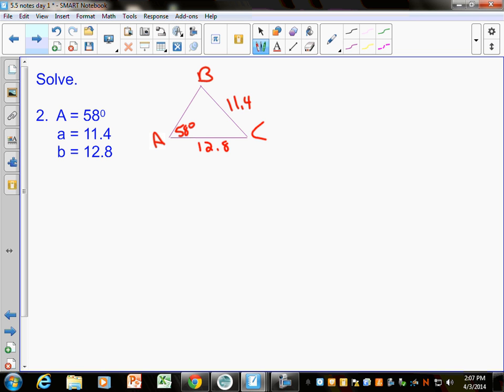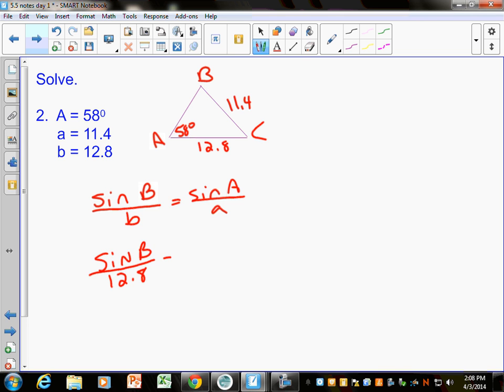Angle B, because you have to set up and use the sine of A over A and the sine of B over B. And notice, since I'm actually looking for the angle now, this is where I think the reciprocals come in handy. So since I'm solving for angle B, I like to flip it over now and say side B over B equals sine A over A. You don't have to do it that way, but that way you just have to multiply that over. That's why I like to do it. So I'm going to say the sine of B over 12.8 equals the sine of 58 degrees over 11.4.